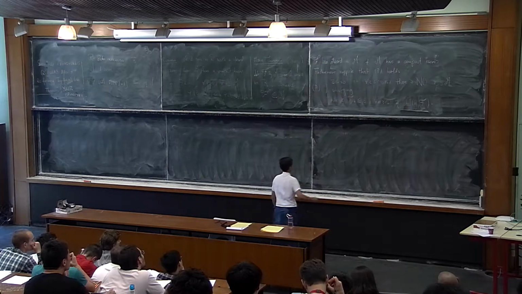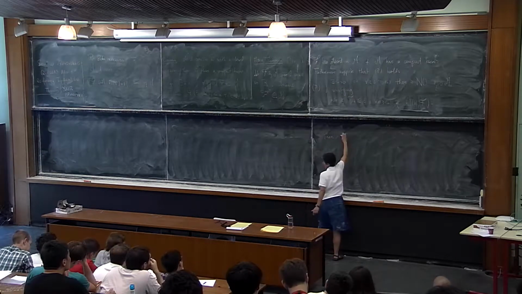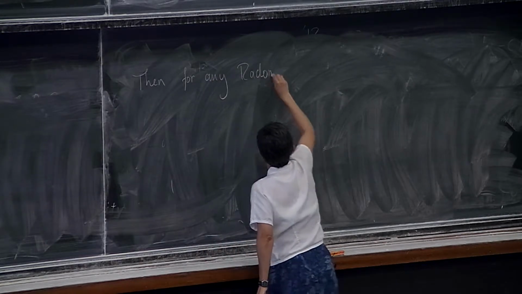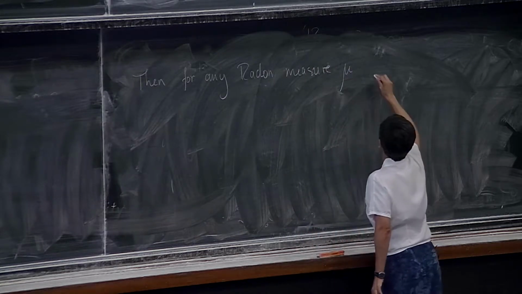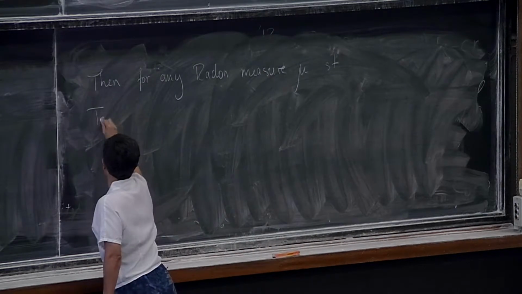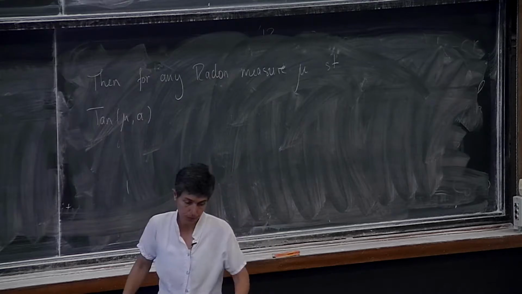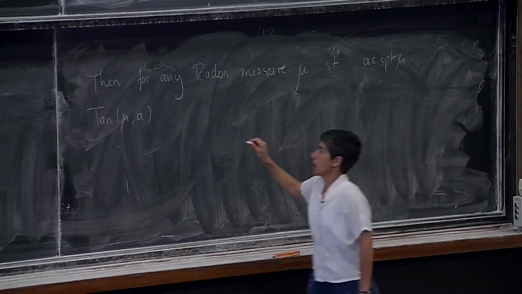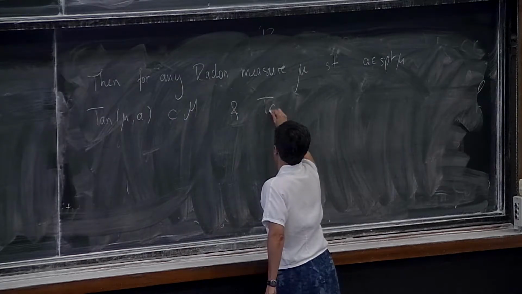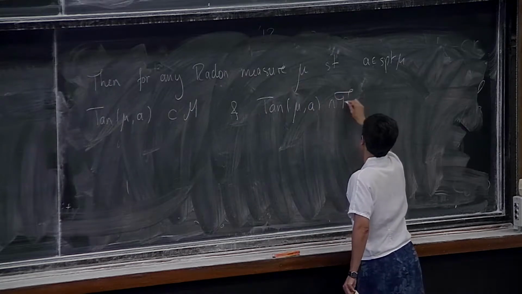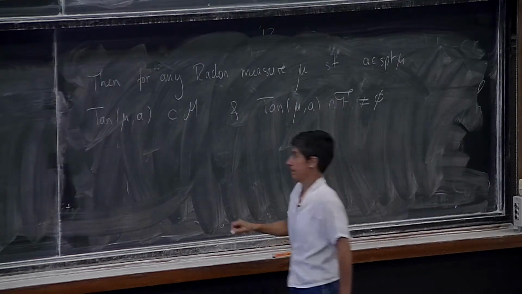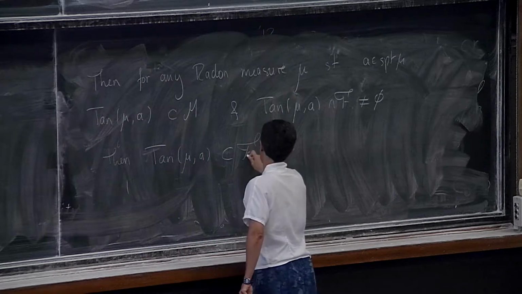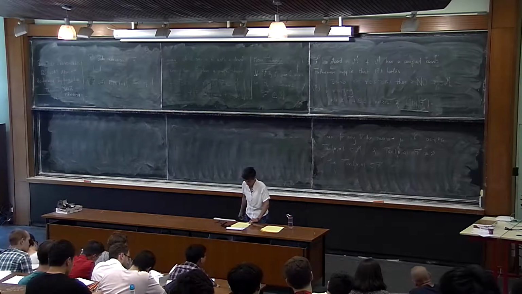then the following thing holds. This is the rest of the thing. For any Radon measure mu such that all the tangents of mu at A, so for a Radon measure mu and A in the support of mu, if the tangents of mu at A are inside the big cone and the tangents of mu at A intersect the small cone, then the tangents of mu at A are completely contained in the flat cone.